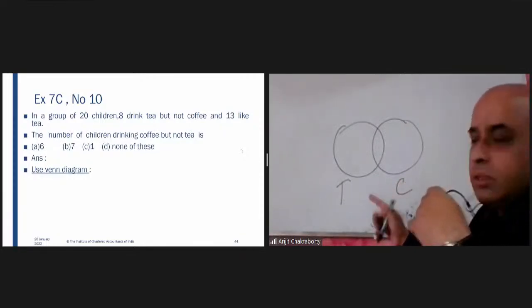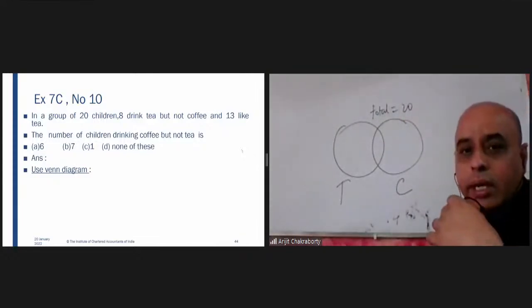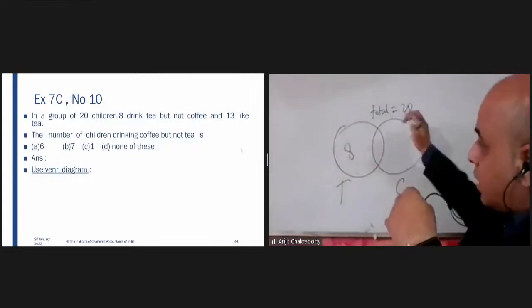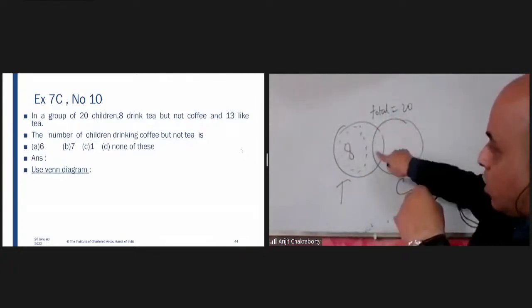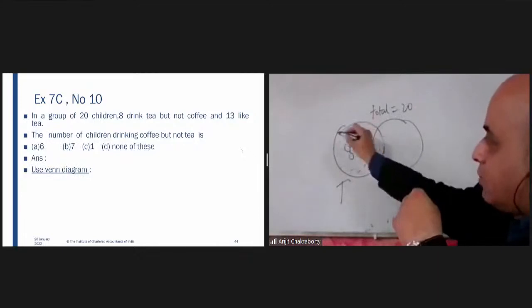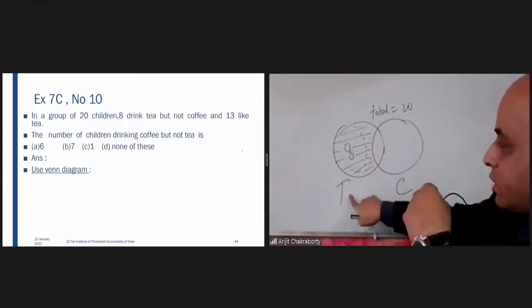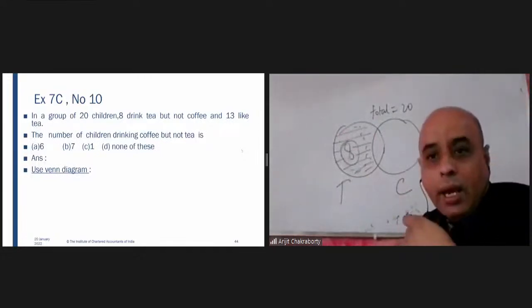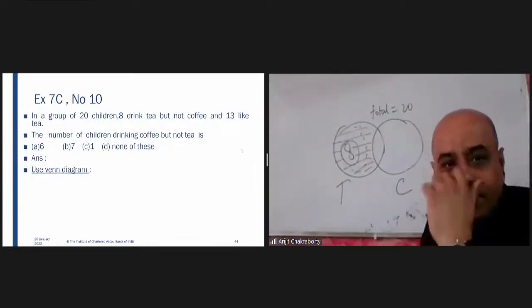Now please note it is given total is 20 children. 8 are drinking tea but not coffee. That means these 8 people are here. They are not part of the intersection. They are this portion of the set T, which I'm shading. 8 people drink tea but not coffee. And 13 like tea. There are 13 people who like tea.